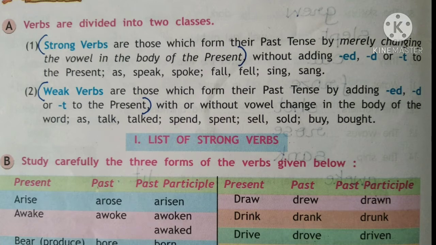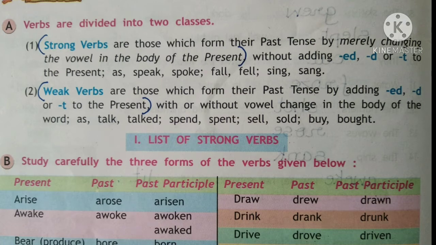For example, speak, S-P-E-A-K, which is the present, verb 1. How do we make the past? We change the spelling to S-P-O-K-E. We change the vowel. E changes into O. In the same way, fall, F-A-L-L, is in the present, verb 1. When we change it into the past, the A of the present we change into E, and we say fell. Fall is present, fell is past.